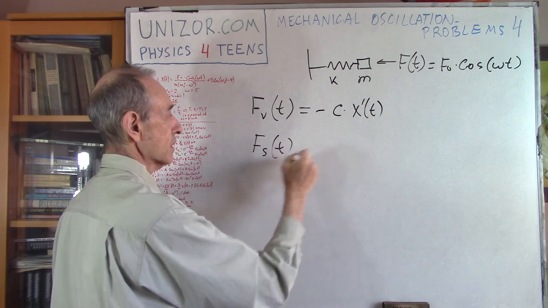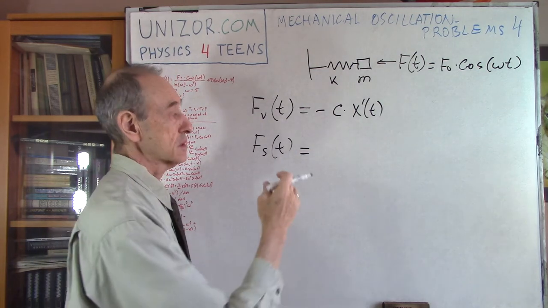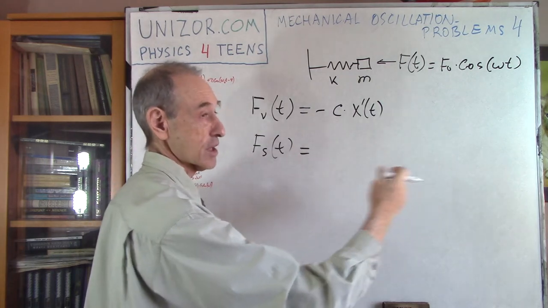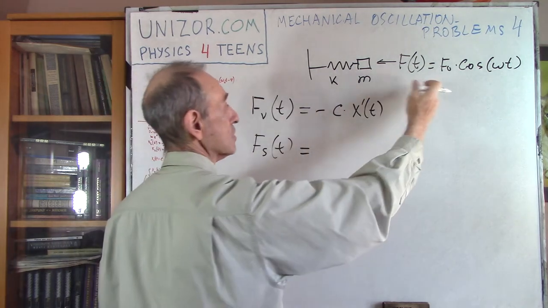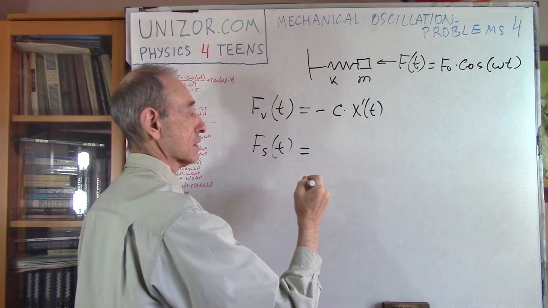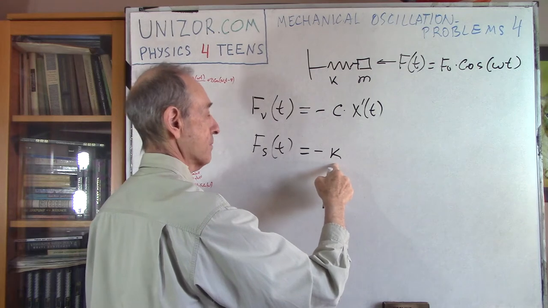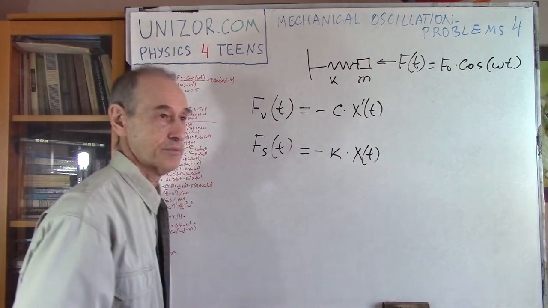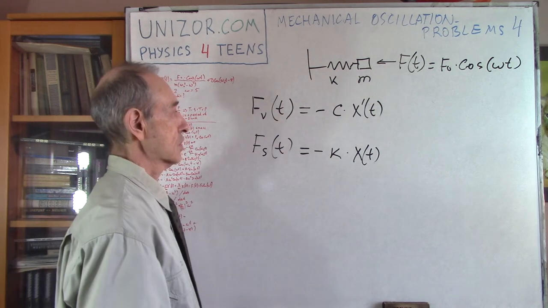The force of the spring is dependent, according to Hooke's law, on the displacement, how far we stretch. The farther we stretch, the stronger the force. But again, if we stretch in a positive direction, the force will be directed negatively. And the coefficient of proportionality is elasticity, and it depends on the position. So that's the second force which acts on the object.